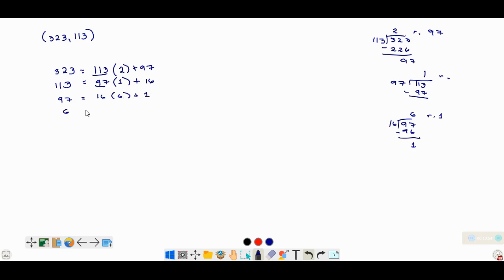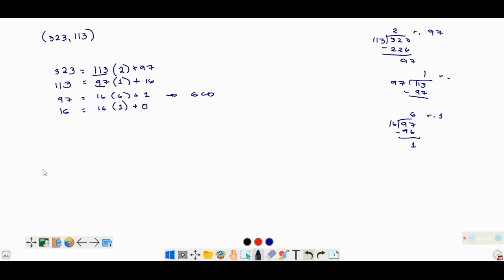After that, let's get the previous value from here and then multiply it by our remainder 1 and then write it as a combination. For here, we have 0 remainder. So the GCD is the last non-zero remainder. The GCD of 323 and 113 is 1. Okay?